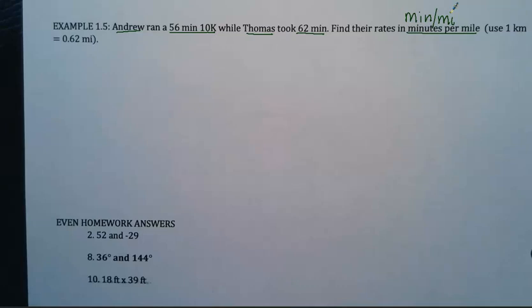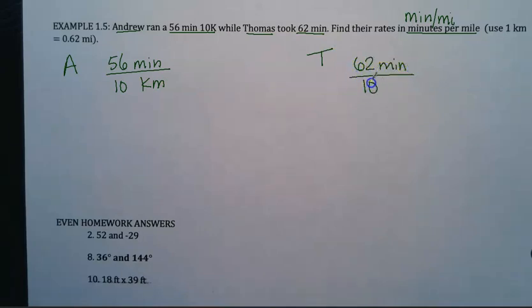Okay, I don't know if you guys remember unit multipliers. You've used them in Algebra 1, not so much in geometry. You should have used them in math class quite a bit. So this is a place where they'd be super handy. So let's look at Andrew first. Andrew ran 56-minute 10K, right? K stands for kilometer. And Thomas then ran 62 minutes for his 10K, or to run 10 kilometers.